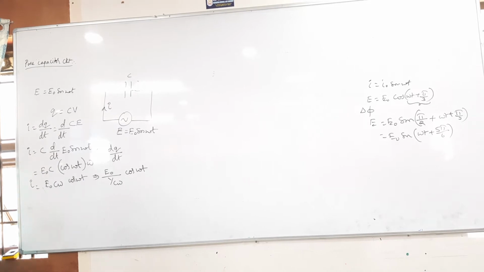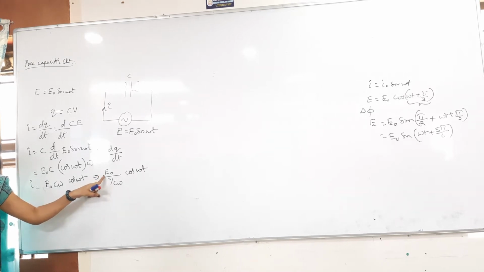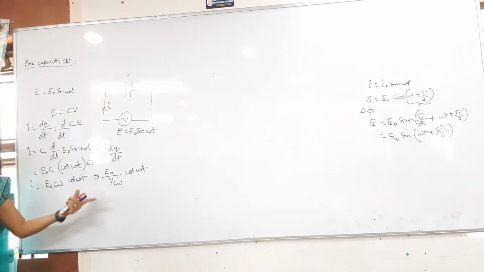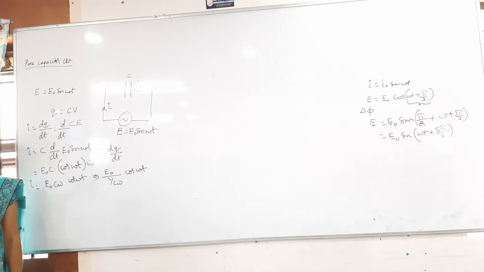Now I want to get the current. What is the formula for us? Current is equal to voltage by resistance only. Voltage we already have. Then what is the remaining thing? Resistance. Resistance offered by the capacitor is known as what? Capacitive reactance. I already said resistance offered by the resistor is resistance only. By the capacitor, that is capacitive reactance. By the inductor, that is inductive reactance.